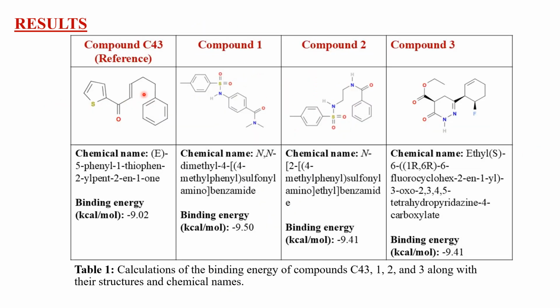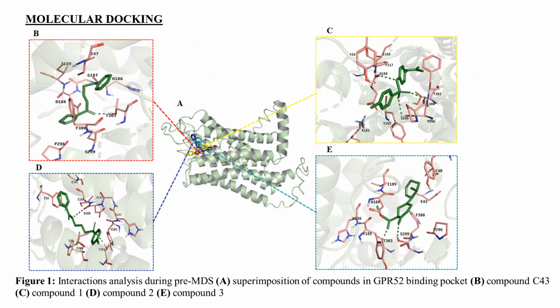These are the results. In this study, we have considered compound C43 as the reference compound along with our shortlisted hits, compound 1, 2 and 3. These are the 2D structures of these compounds along with their chemical names. The compound C43 showed a docking score of minus 9.02, therefore the compounds which showed better binding affinity than the reference compound were selected.